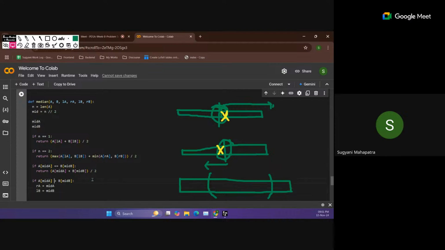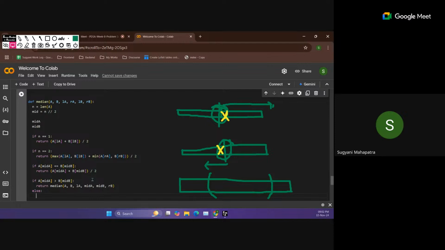So what we will do is we will just call the median function again on A, B, left of A, right of A, left of B, and right of B. But here we have reduced right of A to middle of A, so I'll just put middle of A instead of right of A. And instead of left of B, we are taking middle of B as the left of B. We compute this and then we will return this value. Is this part clear? Yes, ma'am.